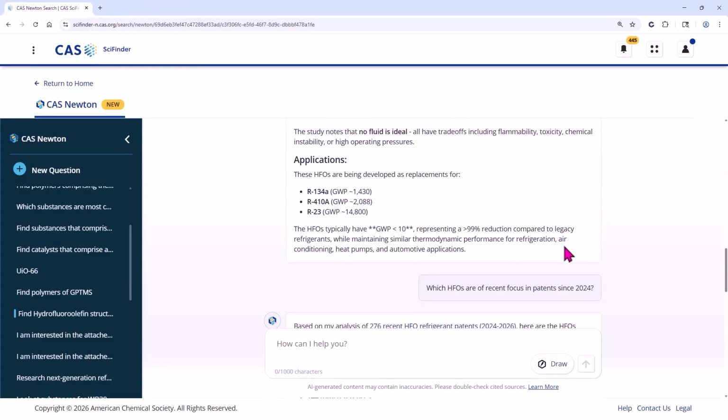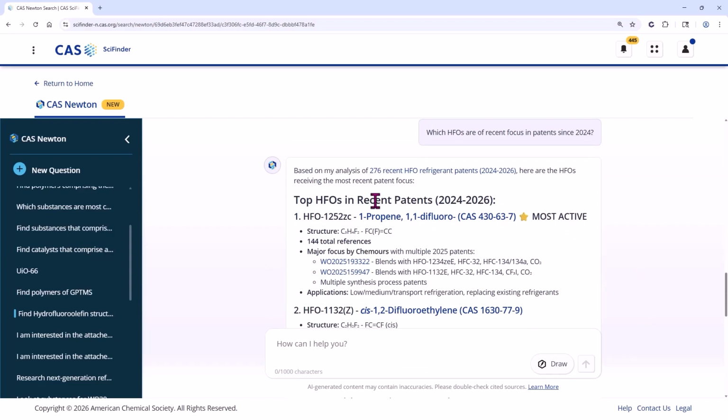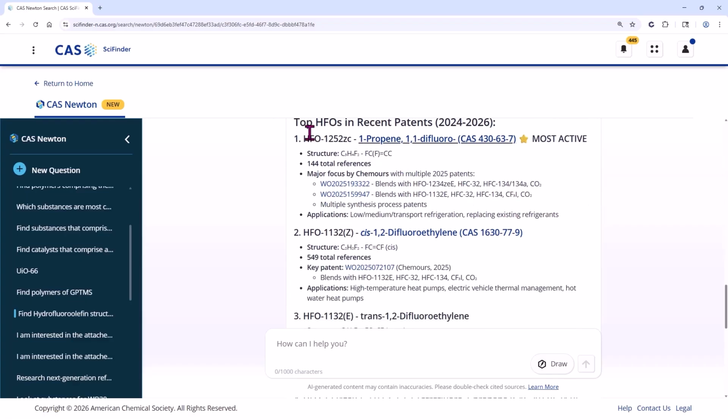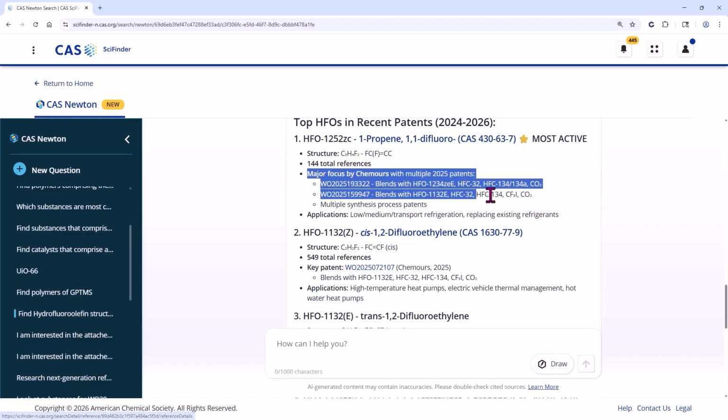Now, finally, what I like about this example is I have a particular fondness for intellectual property. So I like to ask, are there any HFOs that are of recent focus in patents since 2024? Looking at our response here, it gives me an analysis with 276 recent patents on HFO refrigerants. And it's calling out for me which of these substances are of greatest abundance within the published patents. And scrolling through here, we can again see the specific substances with links to their registry numbers, but we also see that it's calling out specific patents for us.